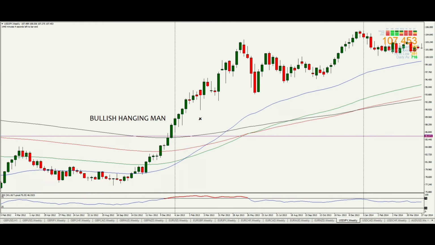In the next lesson I'll be looking at dragonfly dojis, gravestone dojis, morning stars and evening stars. So that will be coming to you very soon.